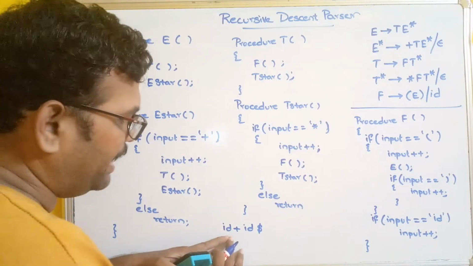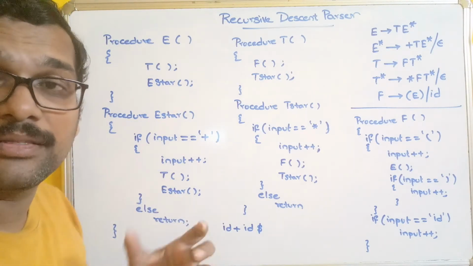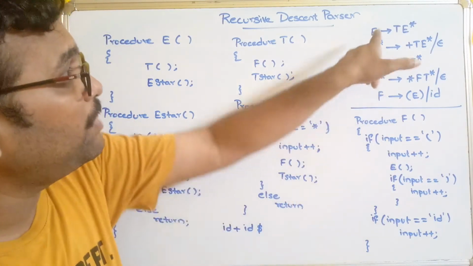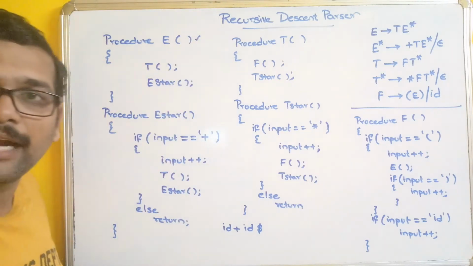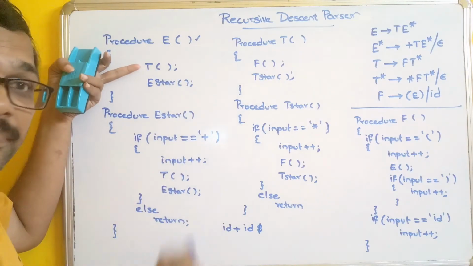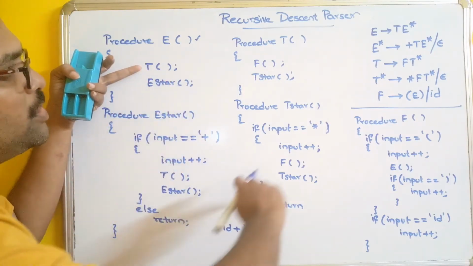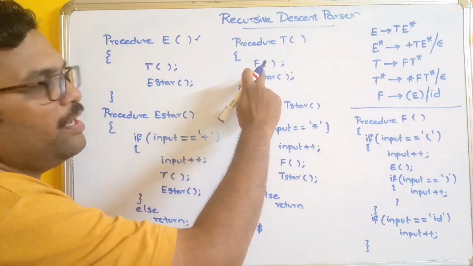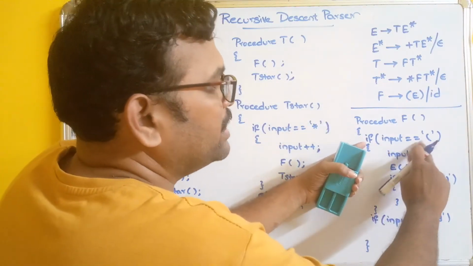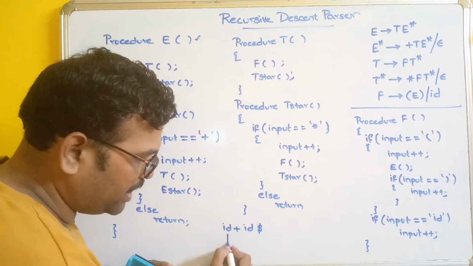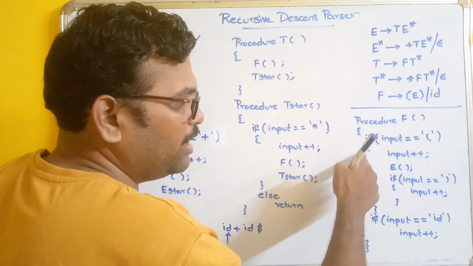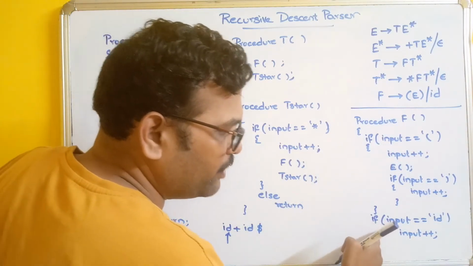Let us take an example: id plus id and finally give the dollar, which means the end of the string. So remember, always the parser starts with the start symbol because it is a top-down parser. What is the start symbol? E. So from here it will be starting. Now immediately after this one it will execute the T. So it will check for the procedure T. Here it will come. So F will be called. Now the procedure F will be called here.